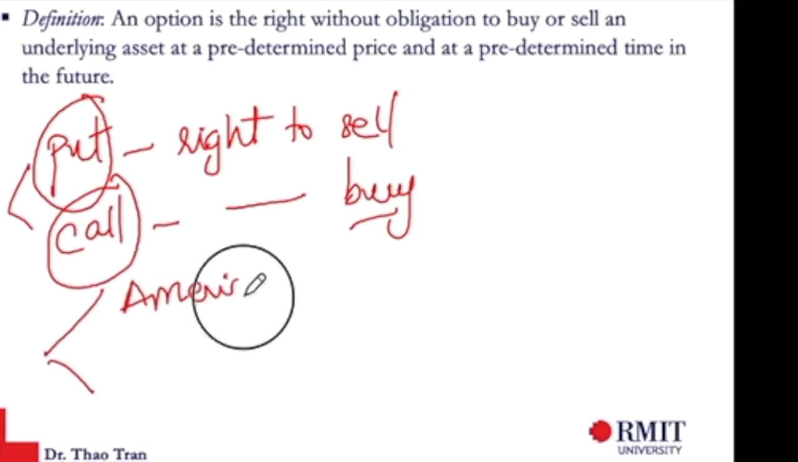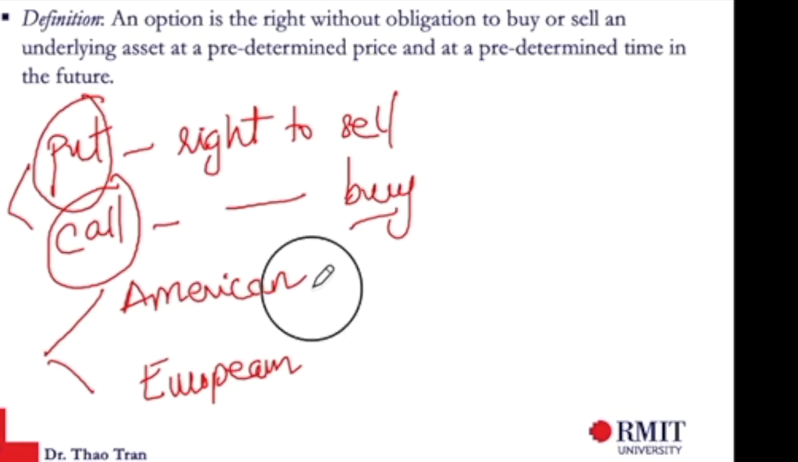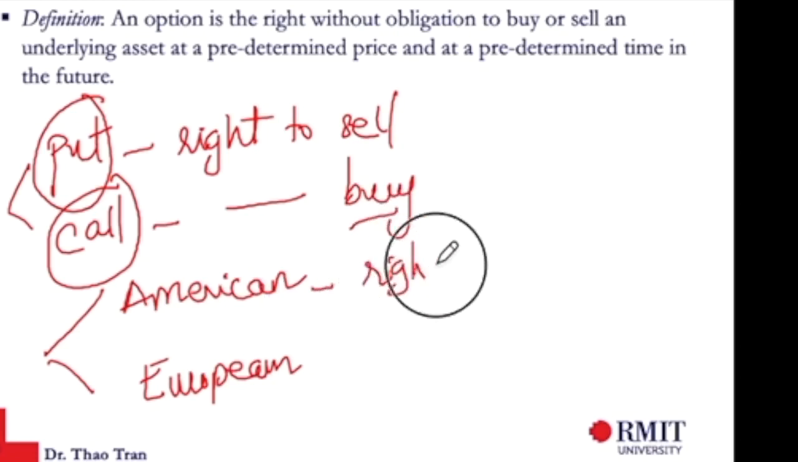Okay. We also have two kinds of options, the so-called American option and European option. So does that mean the American options are traded in America and European options are traded in Europe? These names have nothing to do with where these options are traded. Both types of options are traded on all continents. Okay? So basically, the American option will give you the right to exercise the option early.